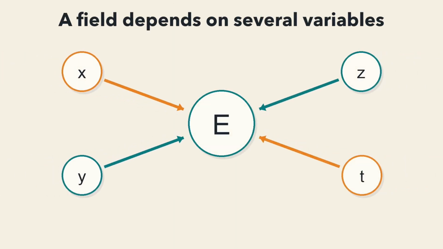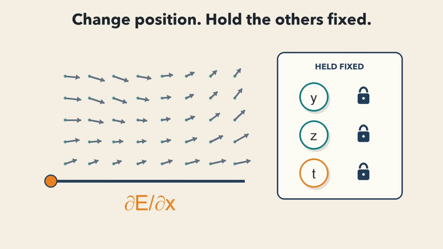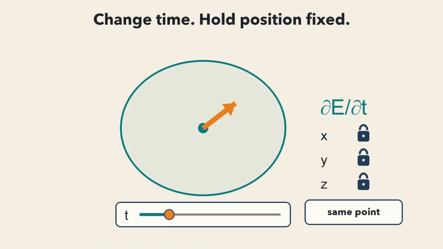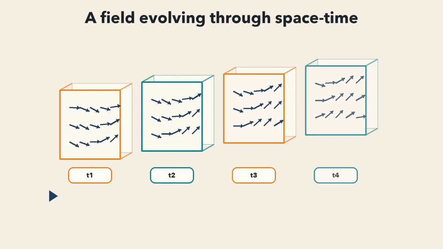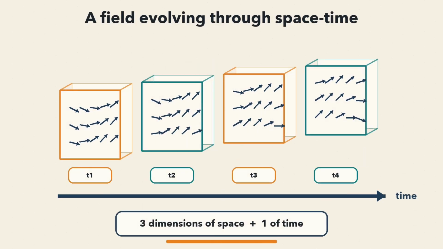The equations also use partial derivatives because the fields depend on several variables. The electric field can change with position, time, or both. Partial derivatives allow us to measure one kind of change while holding the other variables fixed. This is how calculus describes a field evolving through four-dimensional spacetime.